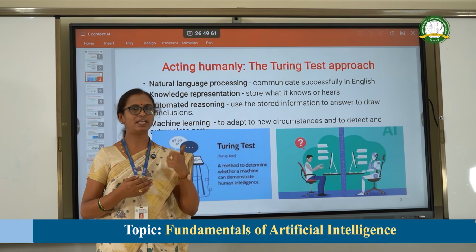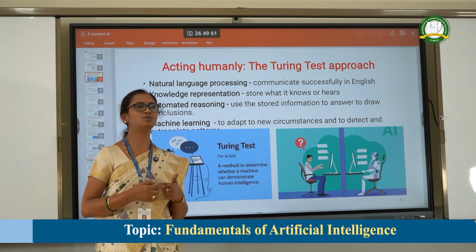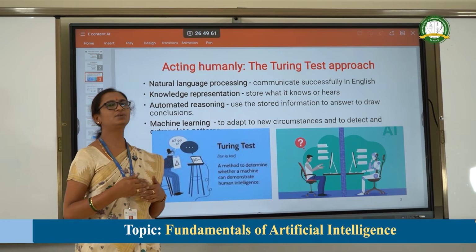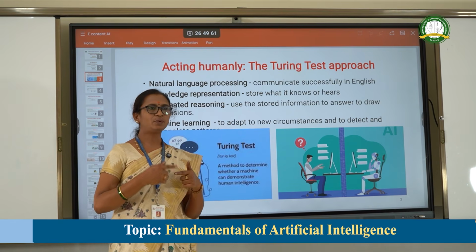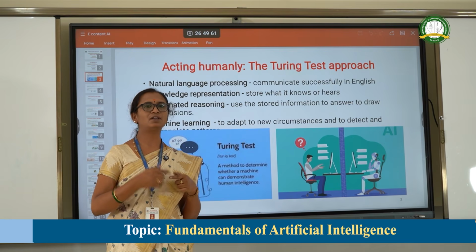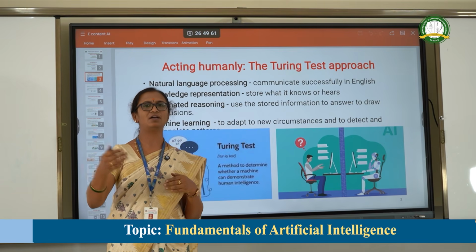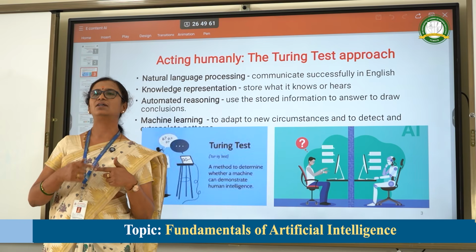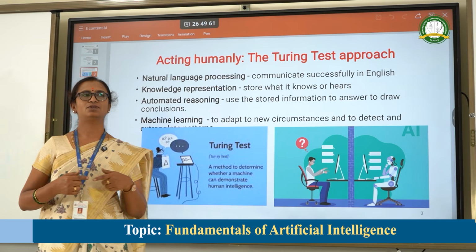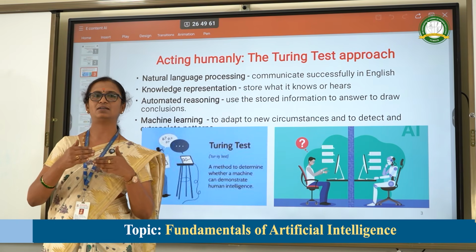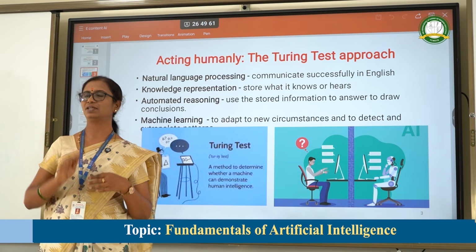So if any of the machines was able to pass this Turing test, passing the Turing test means the individual who was putting forth the questions will not come to know whether it was a machine or an individual who was answering his questions one after the other. So any system that passed this was a machine that passed the Turing test.